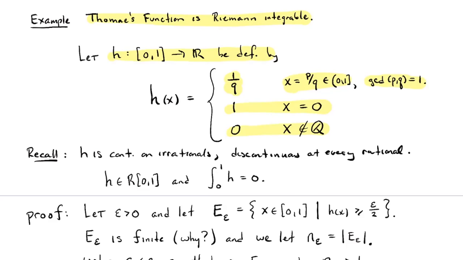So it's got a lot of discontinuities. It's got countably infinitely many discontinuities in the interval. But I claim that it's Riemann integrable, and in fact, its integral is 0.